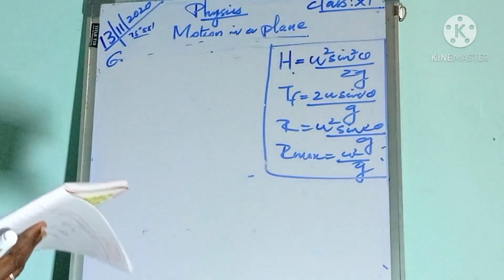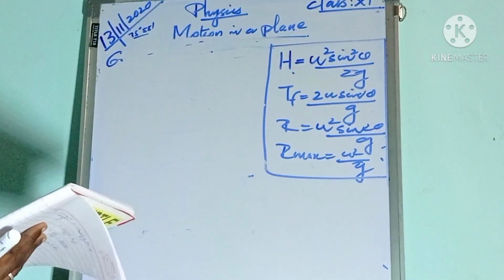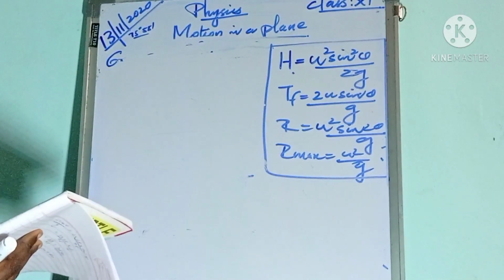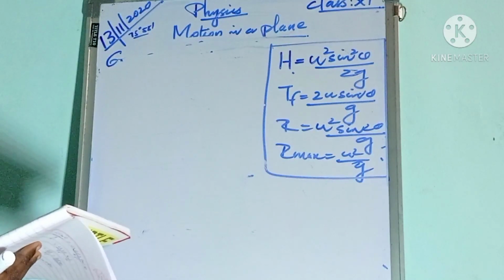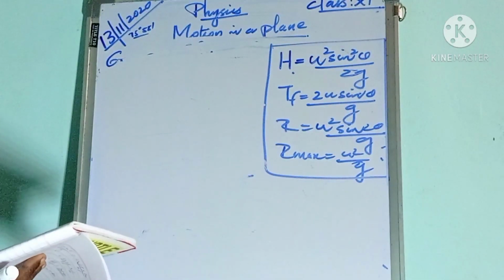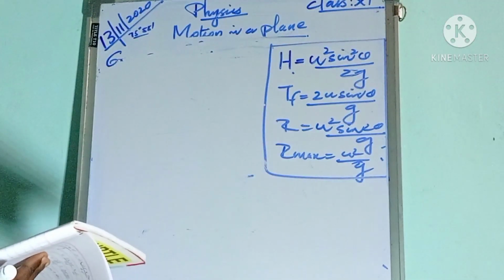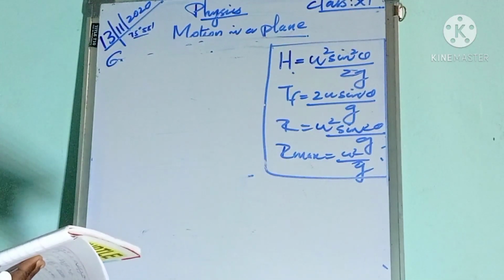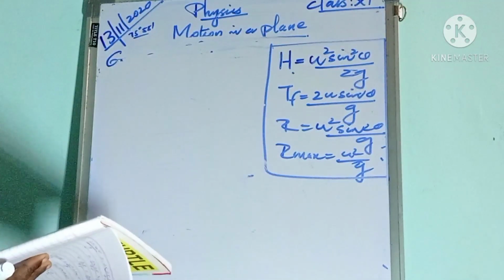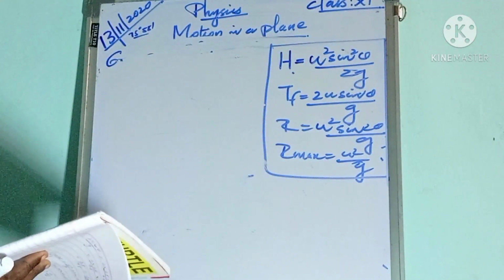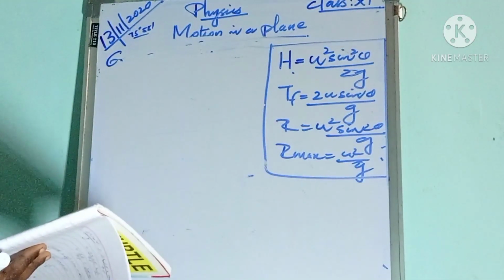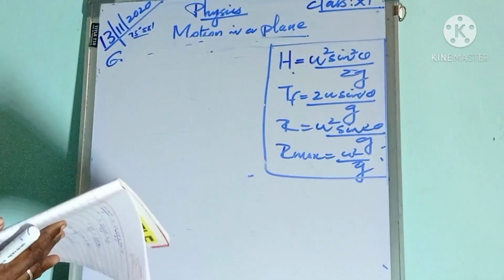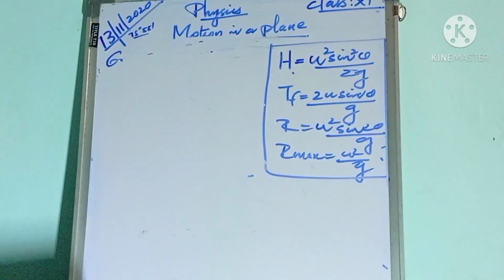Next, the sixth question is: a cricket ball is thrown at a speed of 28 meter per second in a direction 30 degree above the horizontal. We have to calculate the maximum height, the time taken by the ball to return to the same level, and the distance from the thrower to the point where the ball returns to the same level. That is the question.